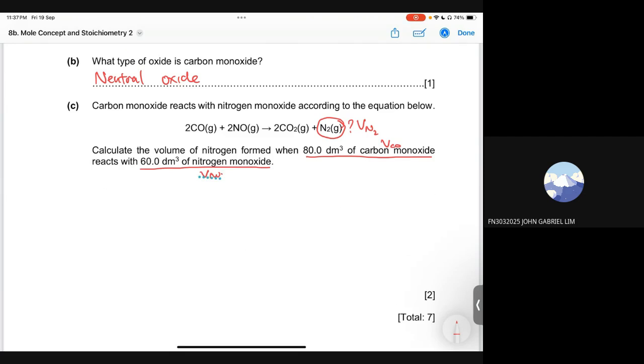Yes, you are right, but you're also wrong. Why? This is the interesting thing about this particular question. You don't need to calculate the number of moles of each reactant if both reactants are gases. Take note, for this particular question, you can only do this method when both reactants are gases.